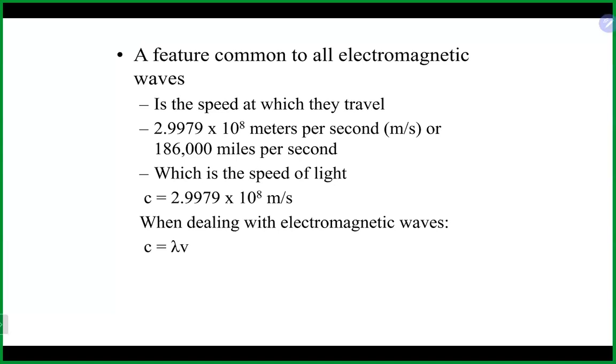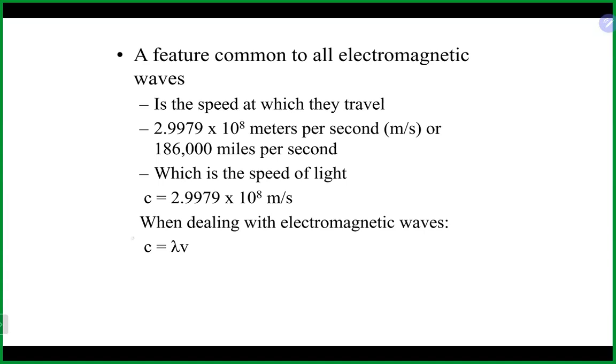That is the number they want. So I think your note says 3 times 10 to the 8. So they want you to memorize this number instead, which is essentially 3 times 10 to the 8, but we'll go with it. 2.9979, I think, times 10 to the 8 meters per second, about 186,000 miles per hour.